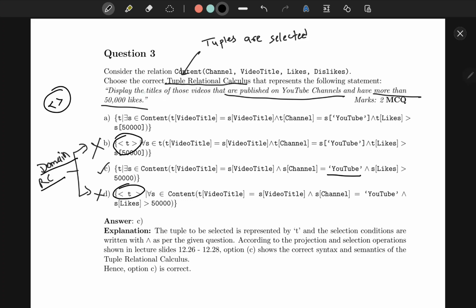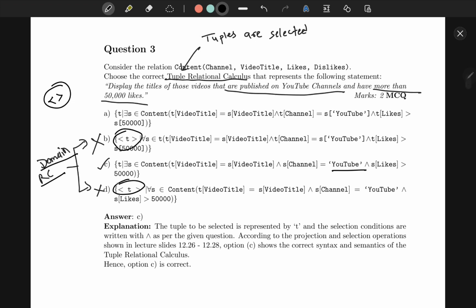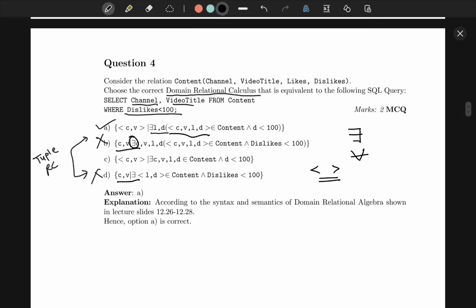Now from the statement, display the titles of the videos that are published on YouTube channels and have more than 50,000 likes. From A and C, the correct syntax is this one, where we don't have brackets for YouTube, because YouTube is a string literal. Hence C is the correct answer. Moving on to question number 4.